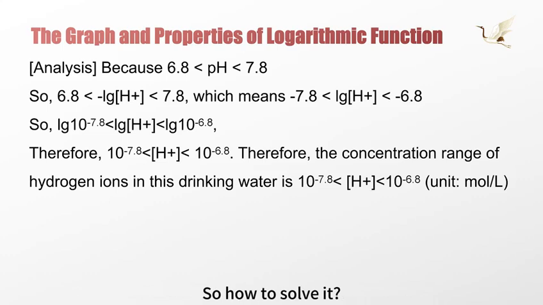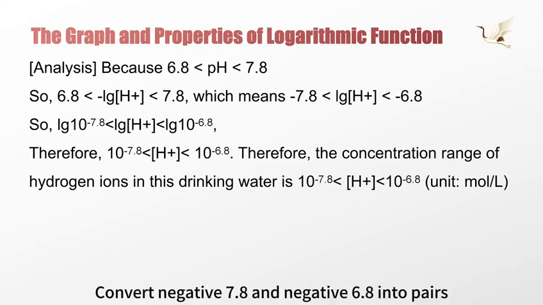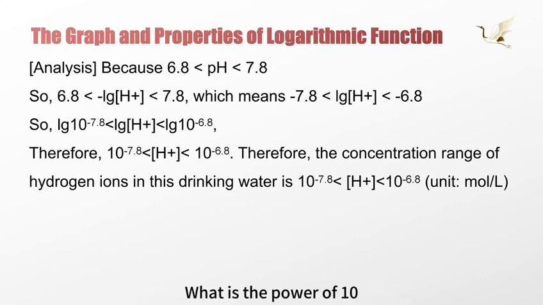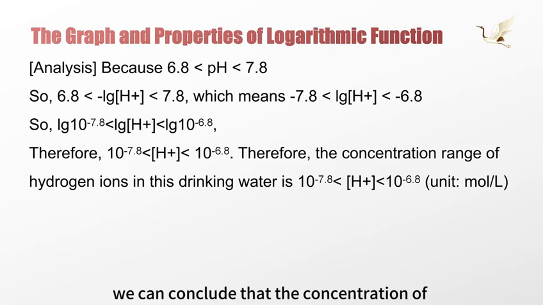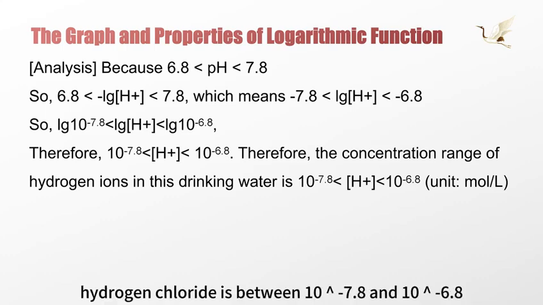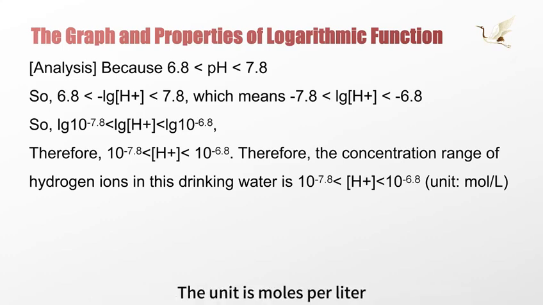So how to solve it? Using the concept of logarithms, convert -7.8 and -6.8 into logarithms with a base of 10. What is the power of 10? So based on monotonicity, we can conclude that the concentration of hydrogen ions is between 10⁻⁷·⁸ and 10⁻⁶·⁸. The unit is moles per liter.